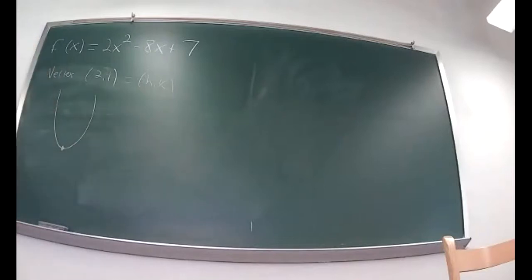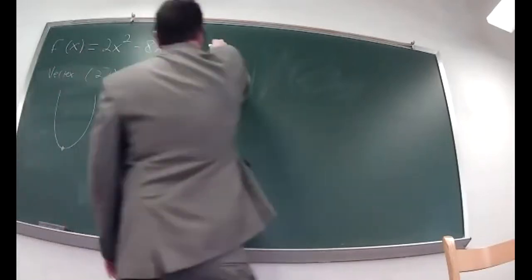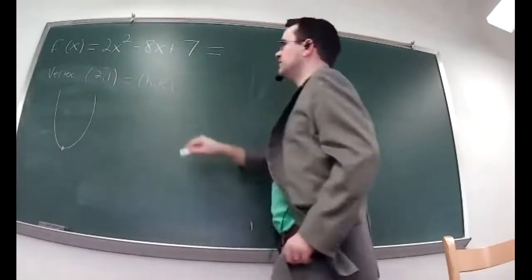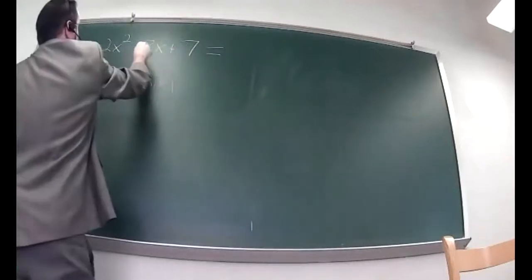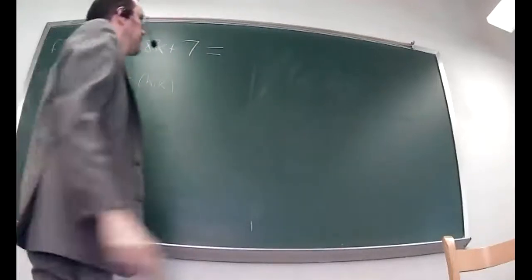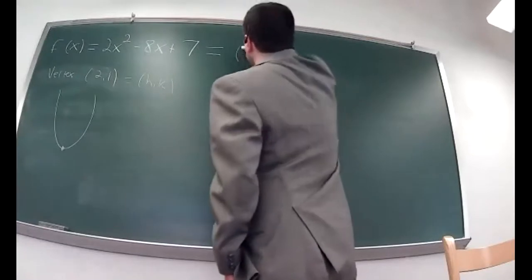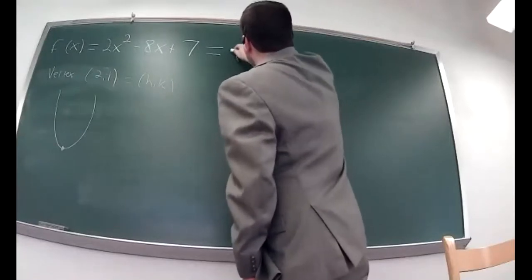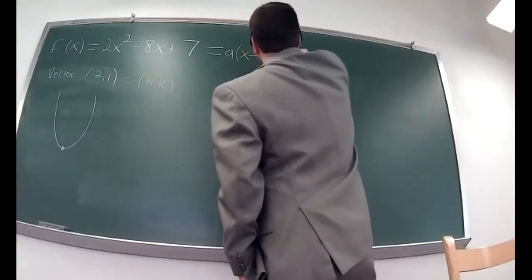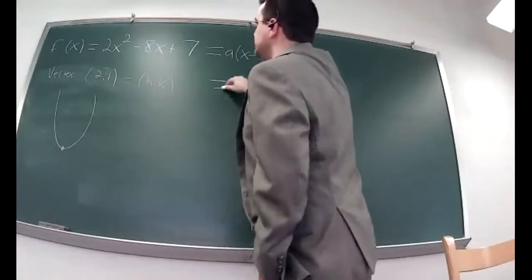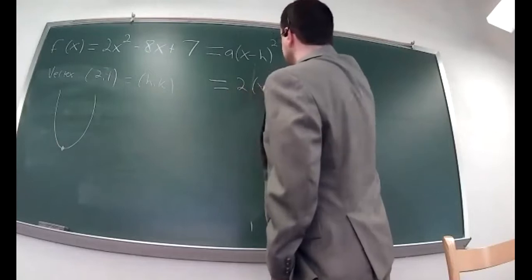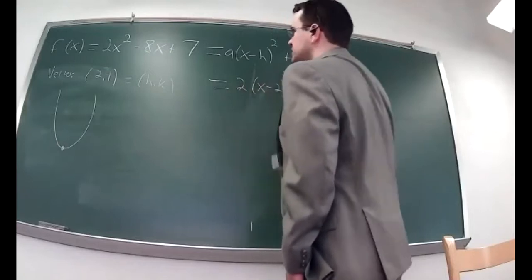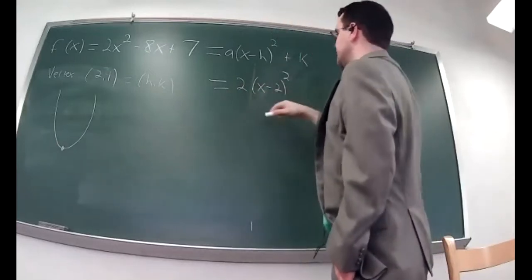And you can always rewrite your quadratic in vertex form. So this is like ax squared plus bx plus c. But you can also write it as a times (x minus h) squared plus k, which in this case would be a equals 2, so 2 times (x minus 2) squared, and then plus k, so plus negative 1.